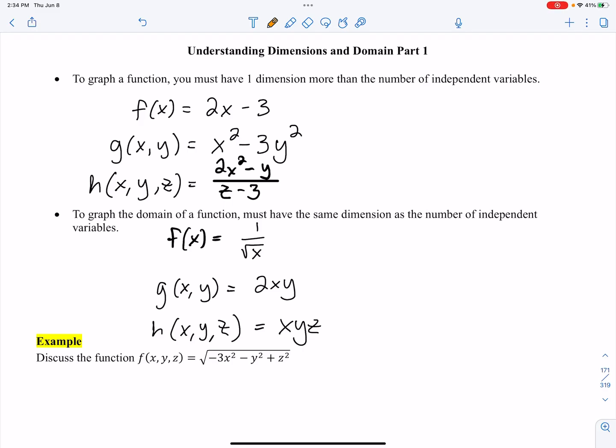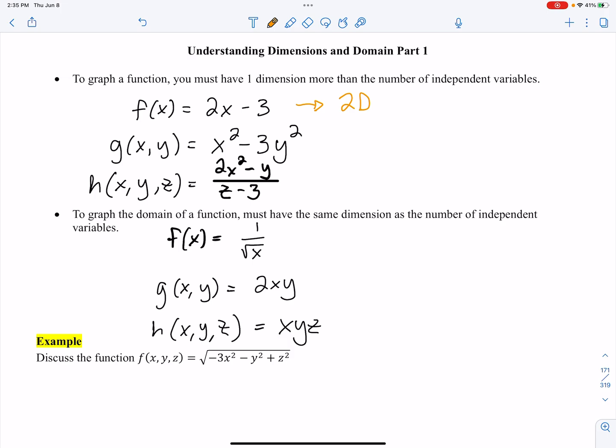In this section, we'll begin our discussion of graphing in 3-space. But before that, we have to understand the dimension of our domain and our graph. So let's talk about just the graph of the function and how many dimensions it is. If we remember from algebra, hopefully you guys remember this, how many dimensions would that be? Well, it's a line. So a line would be 2D. So this is in 2D.